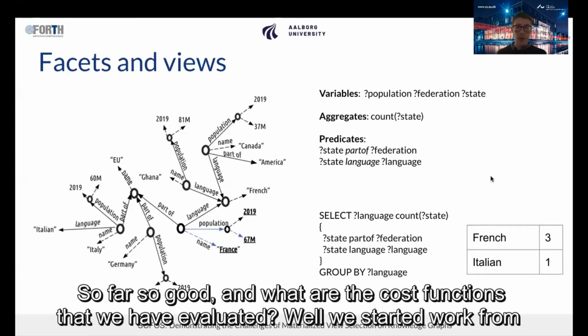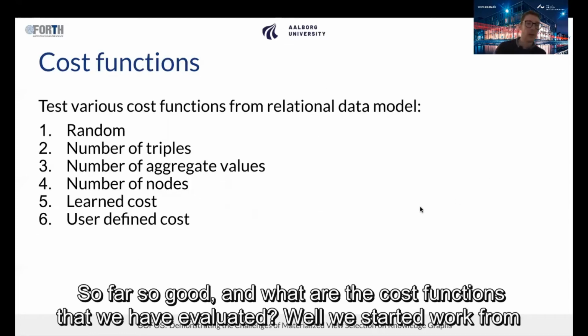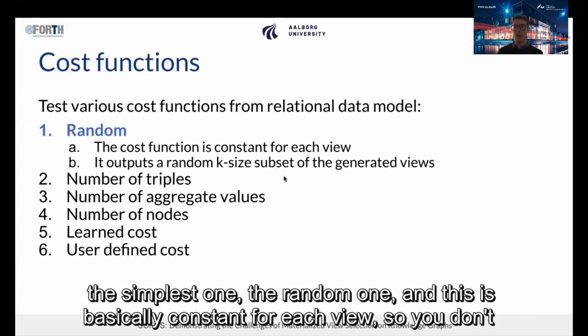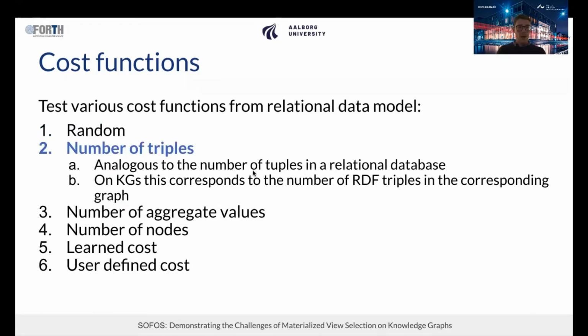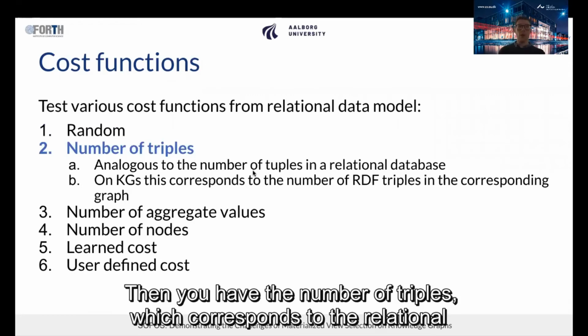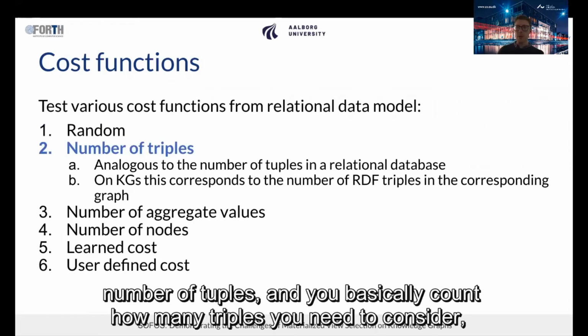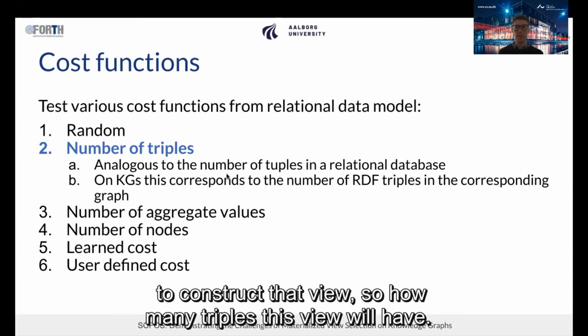So far so good. And what are the cost functions that we have evaluated? Well, we start from the simple one, the random one, and this is basically constant for each view, so you don't have a proper cost because it is indifferent over the set of views that you have in front of you. Then you have the number of triples, which corresponds to the relational number of tuples, and you basically count how many triples you need to consider to construct that view. So how many triples this view will have.